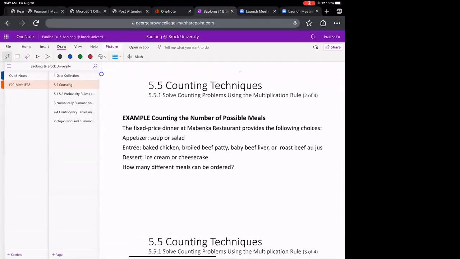Let's take a look at an example. A mixed price dinner at Marbencan restaurant provides the following choices: appetizer, soup or salad; entree, baked chicken, broiled beef patty, baby beef liver, or roast beef; dessert, ice cream or cheesecake. How many different menus can be ordered? That is a typical example of counting the possible meals.